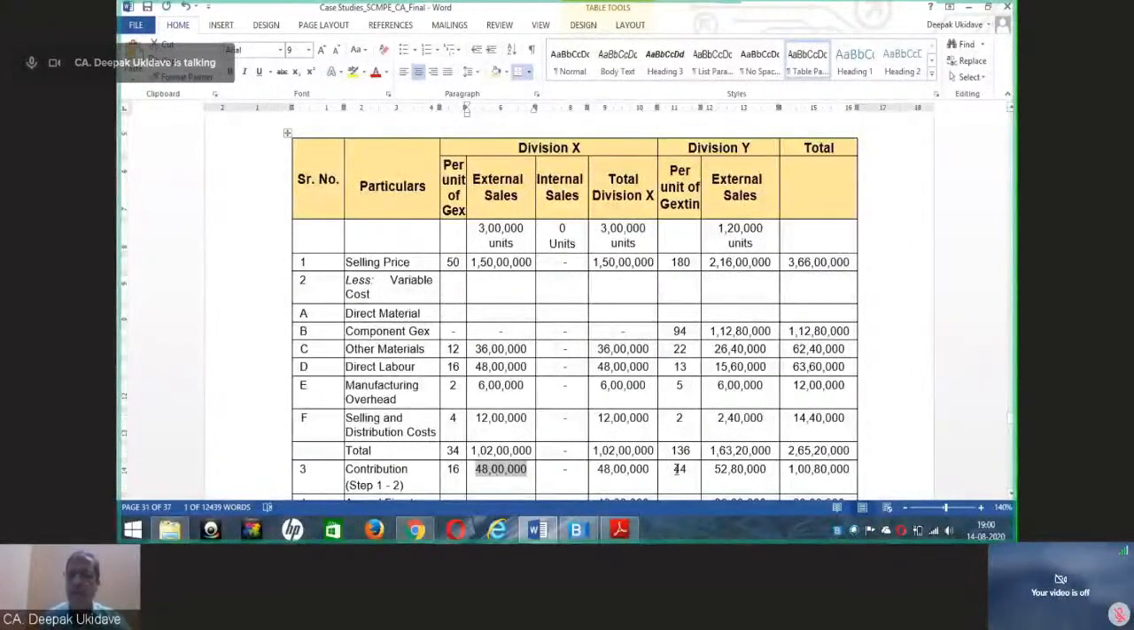And division Y का तो देखो, I told you this figure you should note it has to be made 94. 47 multiplied by 2. Division Y is procuring this component from the external supplier now at 47 rupees per unit. और 2 unit लगते हैं for manufacturing 1 unit of finished product. So 47 multiplied by 2 is 94. Don't forget. In the earlier scenario, it was 50 multiplied by 2. We had taken 100 rupees.